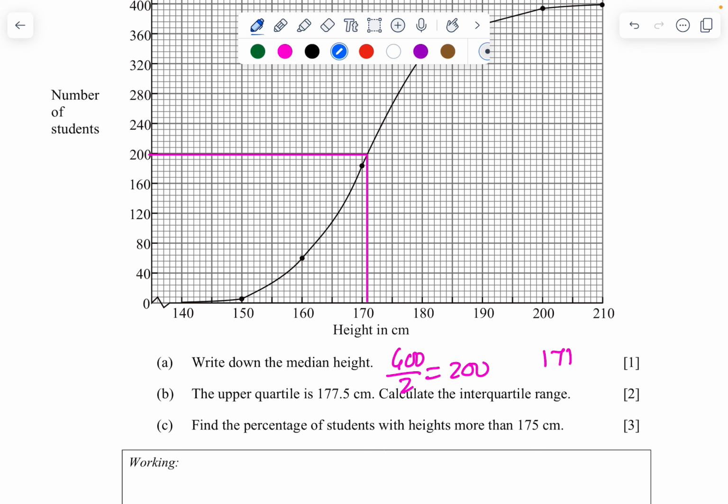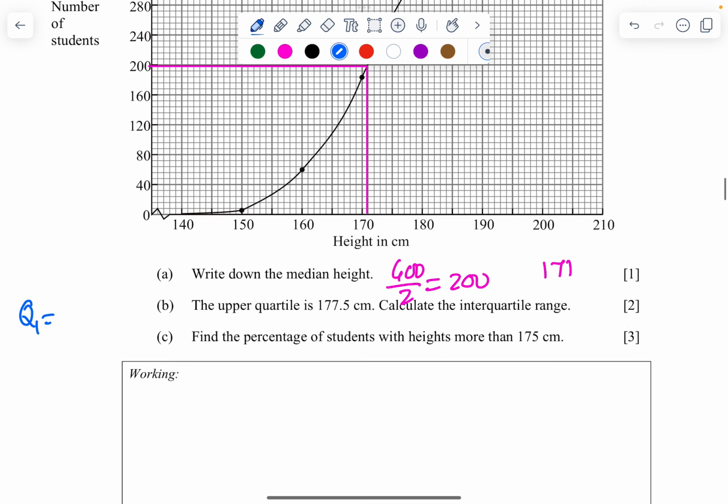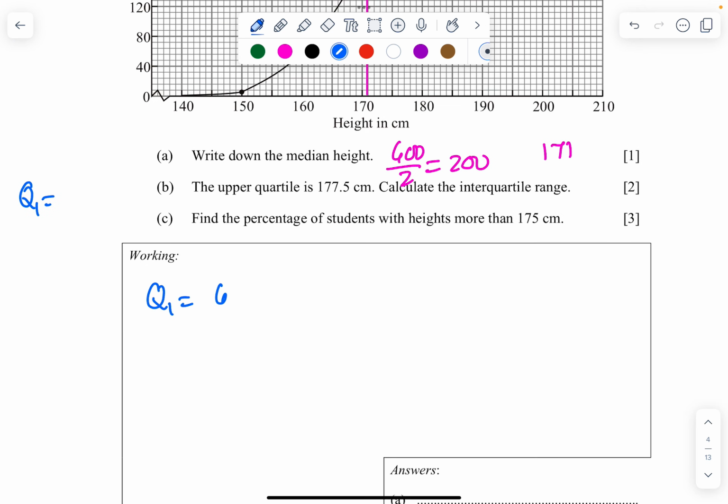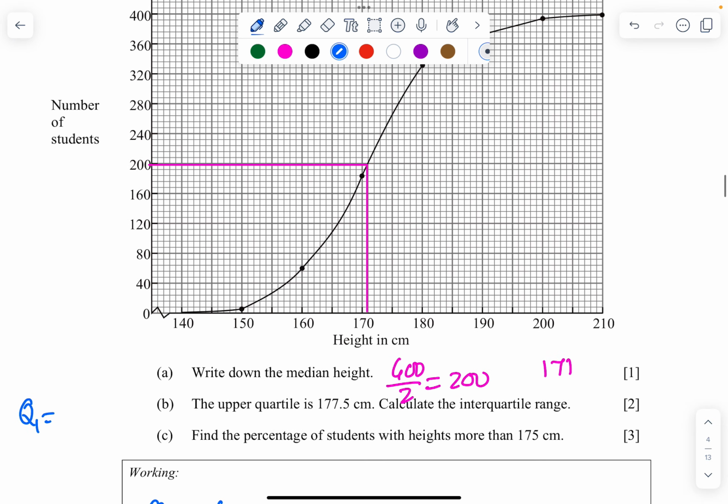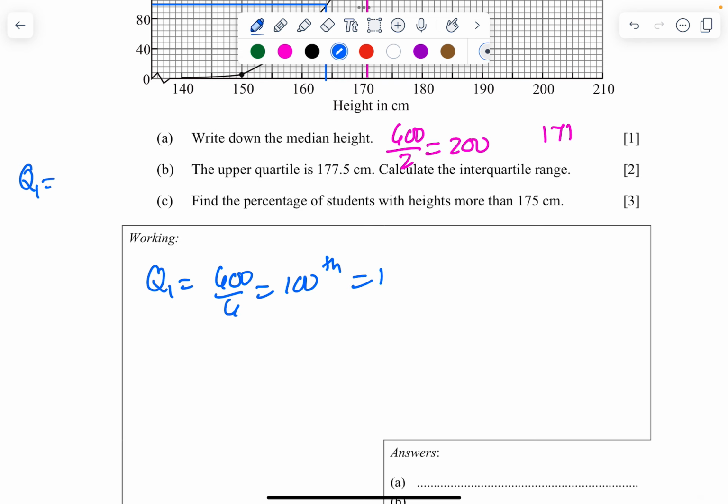Calculate the interquartile range. So lower quartile we have to calculate. Calculate Q1, which is 400 divided by 4, which is 100. From 100, draw the line. In between 80 and 120 will be 100. Draw the line, hit the graph, and drop it down. It's going to be 164. So interquartile range is going to be Q3 minus Q1, which is 177.5 minus 164, which is going to be 13.5.